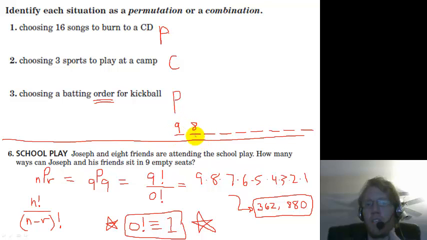And once those 2 people have sat down, the next seat there's only 7 people available. And then there's only 6 people available. And as you can see, by filling these seats one at a time and thinking about how many people are left, you obviously get the exact same thing as using the formula. But this is mentally a very different way of thinking about it.